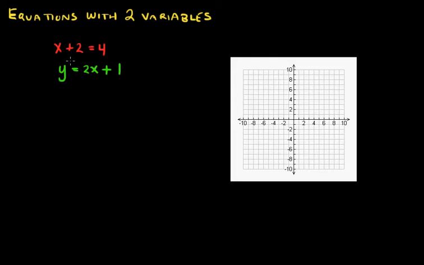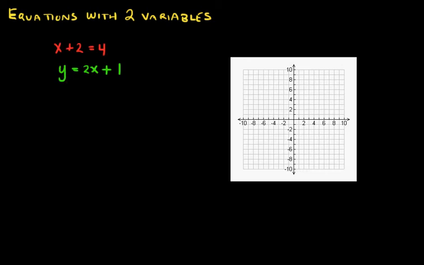So you'll notice that there are two different variables here. It's kind of hard to solve for one of them since we have two different ones. So there's going to be two numbers in our answer. We want to know what x is and we want to know what y is. Well, this gets kind of interesting.